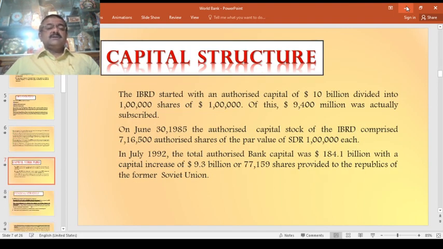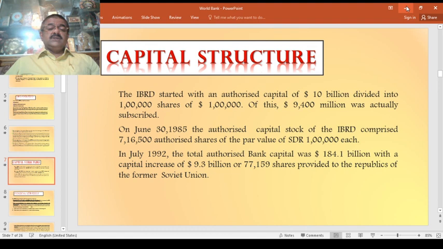And the capital structure: the IBRD started with an authorized capital of $10 billion divided into 1 lakh shares of $1 lakh each. Of this, $9,400 million was actually subscribed. On June 30, 1985, the authorized capital stock of the IBRD comprised 7,16,500 authorized shares of the par value of SDR, special drawing rights, 1 lakh each.